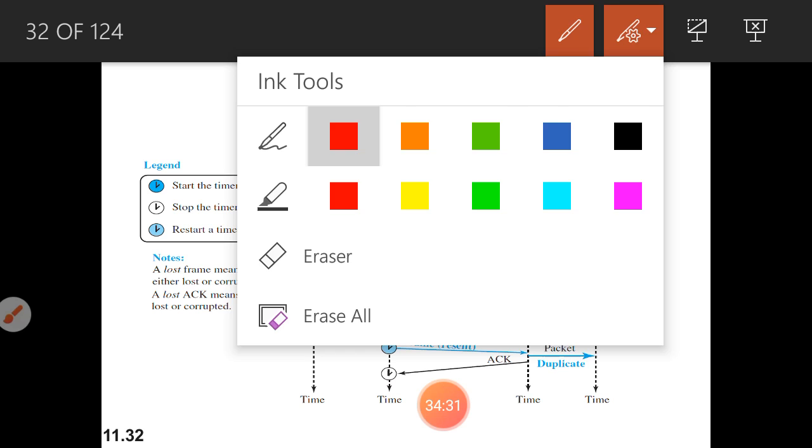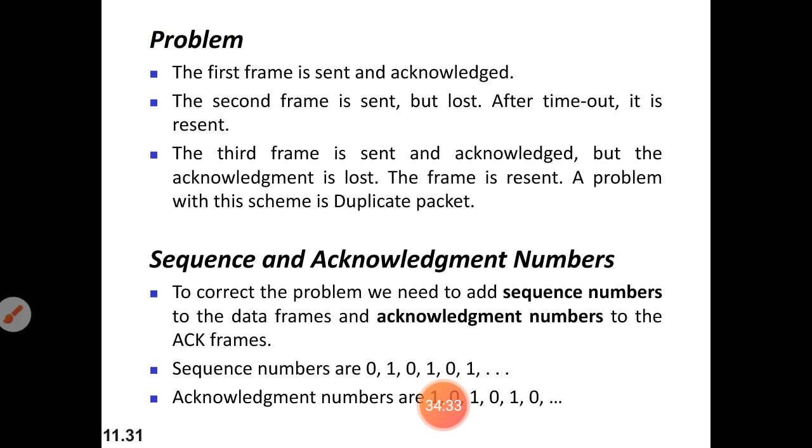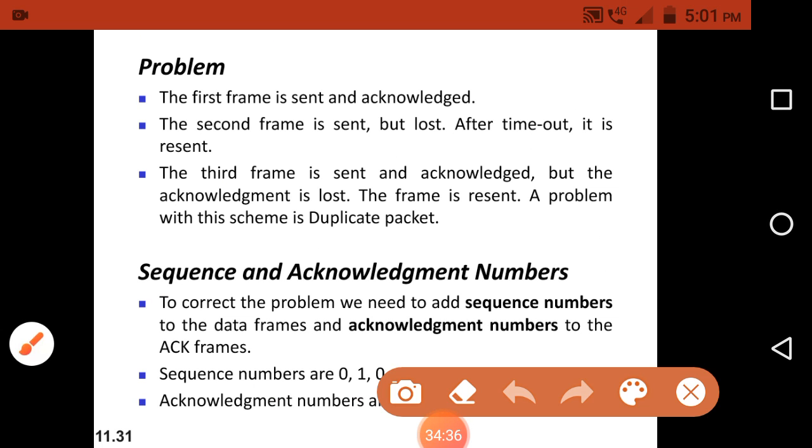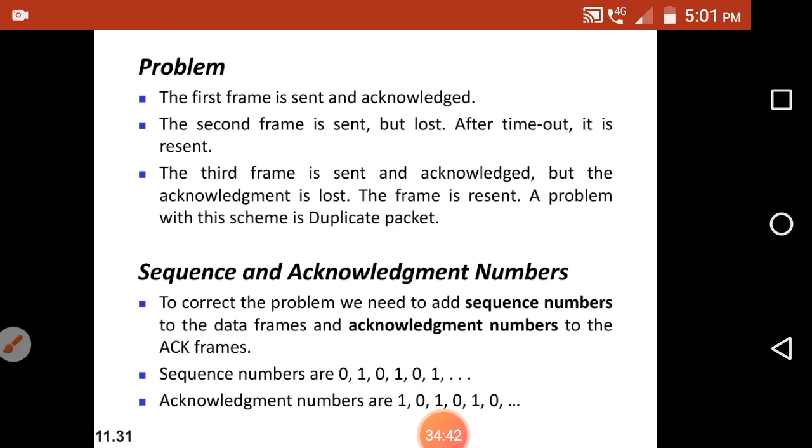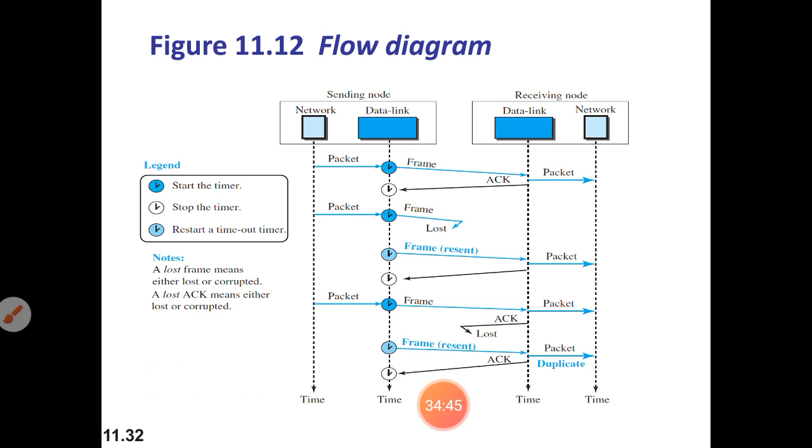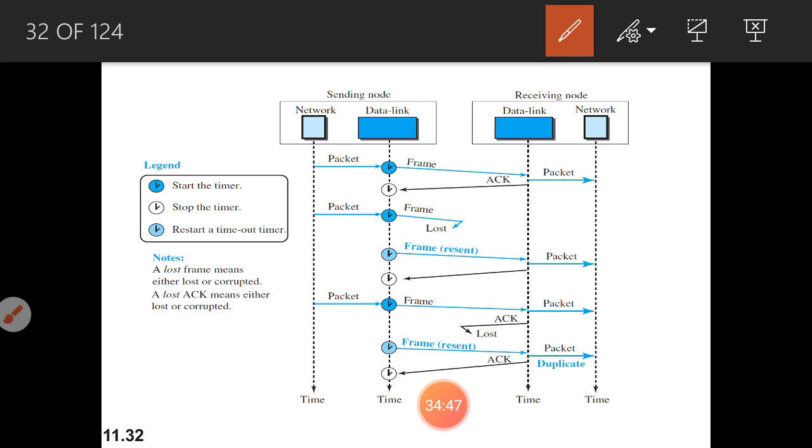The third case is that the third frame is sent and acknowledged, but the acknowledgement is lost and the frame is resent. The problem here is the duplicate packet. The data link layer at the sending node receives the packet from the network layer, and that packet is encapsulated into a frame, a copy of the frame is saved, and the frame is sent to the receiving side. At the same time, the timer is started.